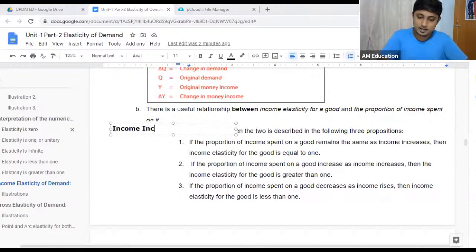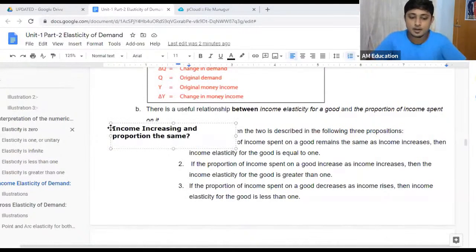Income increasing and proportion the same. What is this? Income increasing, proportion the same. Income 10,000 and proportion 50%.